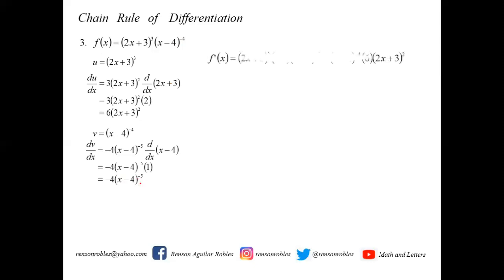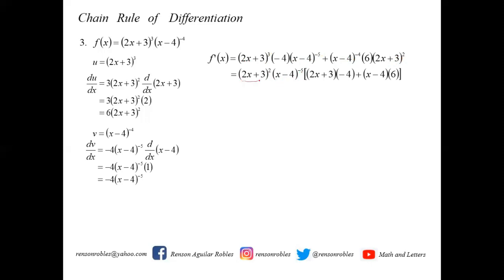Okay, and then applying the principle. So this is your u times dv plus v times du. Okay, so simplifying further, I will just use the common monomial factor. You shall observe that there's (2x+3)^3 and (2x+3)^2, and I think its common monomial factor is (2x+3)^2. Then this one is (x-4)^-5 and (x-4)^-4. Then the common monomial factor is (x-4)^-5, okay?